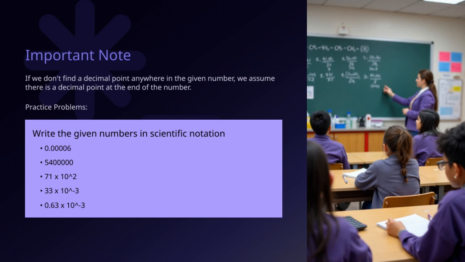Because we moved it to the right, the exponent becomes negative, resulting in 6.3 times 10 to the negative 4. Next, we have 33 times 10 to the negative 3. Again, the goal is to have a single digit before the decimal. Here, 33 can be rewritten as 3.3, and since we moved the decimal one place to the left to get from 33 to 3.3, we need to increase the exponent by 1. So, it becomes 3.3 times 10 to the negative 2.